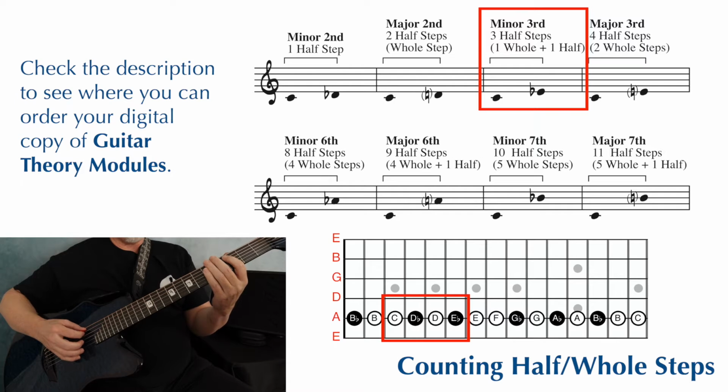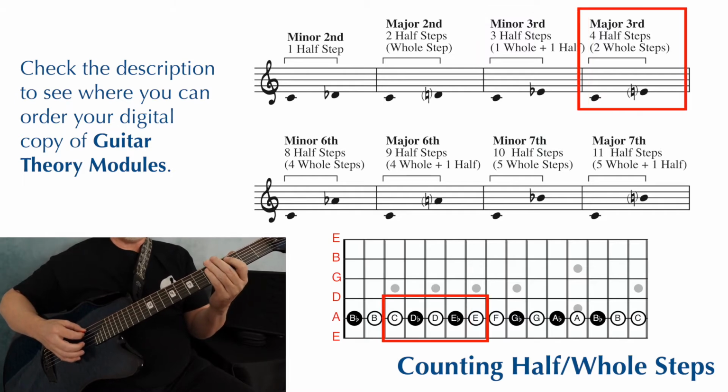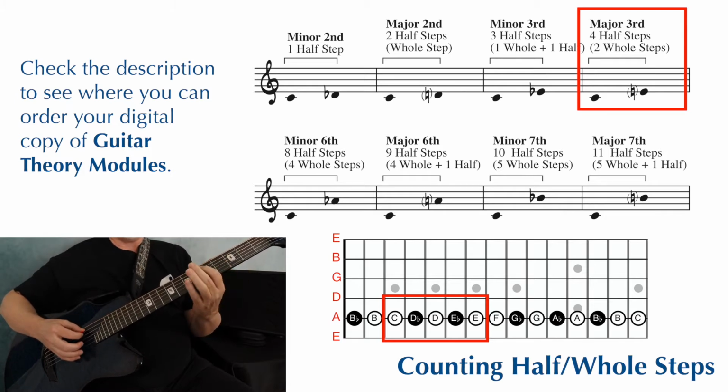A minor third is 3 half steps. 1, 2, 3 half steps, or a whole step and a half step. C to E is 4 half steps. 1, 2, 3, 4 half steps, or 2 whole steps.